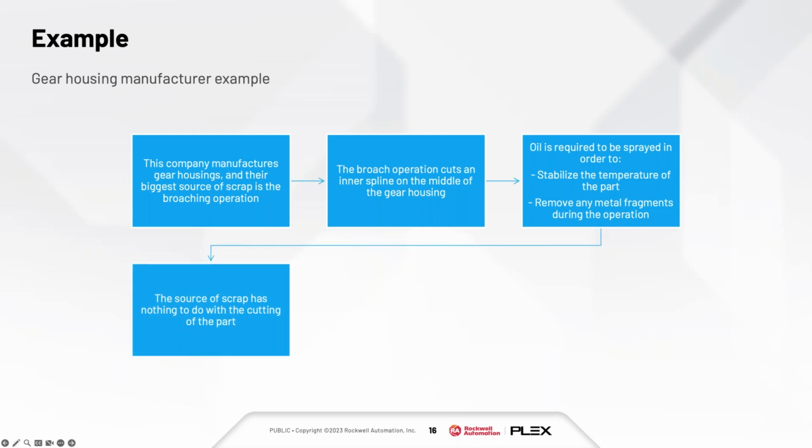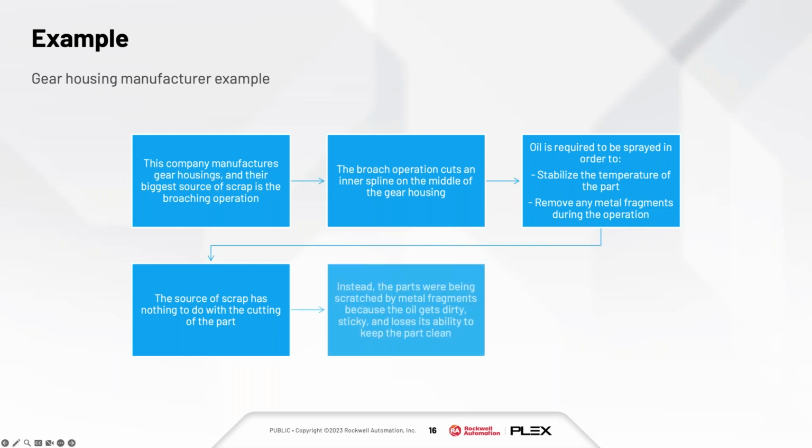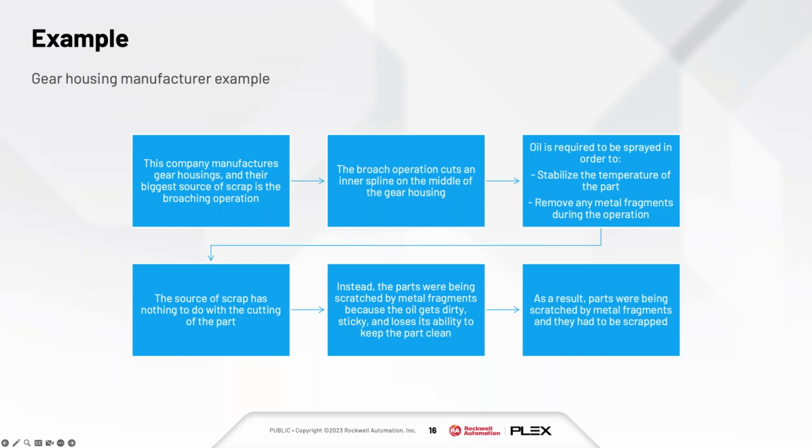Now, the really interesting part with this example is that the source of scrap has nothing to do with the cutting of the part. Instead, the parts were being scrapped by metal fragments sticking to the conveyor system. The oil gets dirty, sticky, and it ultimately loses its ability to perform its job of keeping the belts clean of debris. And belts with debris on them create scratches on the parts, resulting in them having to be scrapped, which is the biggest point of scrap failure within the facility. Now, try to say that 3 times fast.